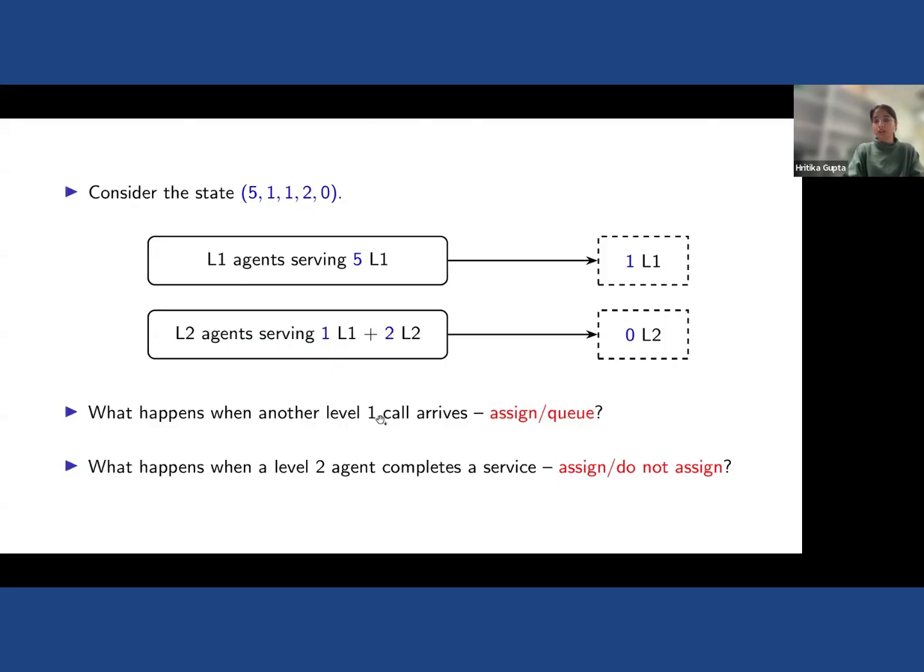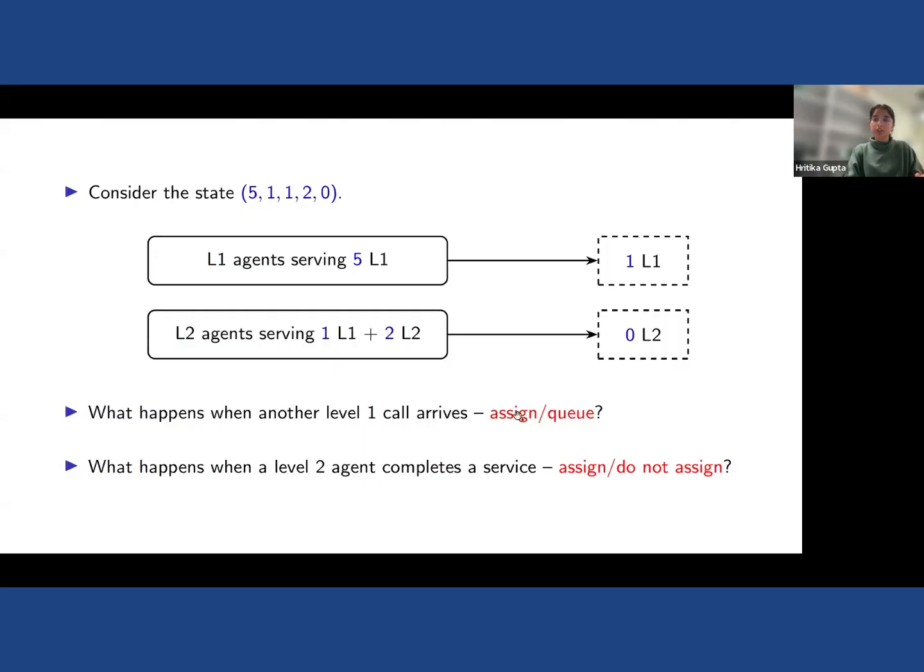What happens when another level 1 call arrives? So there's this 1 becomes 2, and now we need to decide, should we assign that to one of these 2 level 2 agents, or should we add that one to the queue as well? And what happens when a level 2 agent completes a service? If one of these agents got free, should we now assign this waiting call to that agent, or should we not? Should we just reserve that one as well?